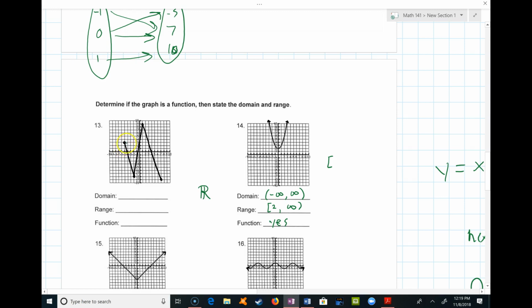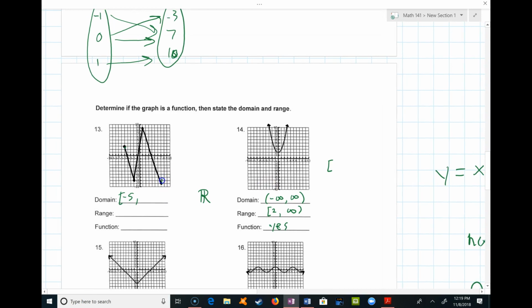So this point right here is the furthest to the left, and its x-coordinate is negative 5. So I'm going to say it starts at negative 5, and it goes all the way to that point right there. Again, in terms of x, that would be 7. So this means the interval from negative 5 to 7, including negative 5 and 7. And the range is going to be similar. We look at the lowest value, which looks like negative 9, and that goes all the way up here to positive 9. And this is a function because there isn't any overlap vertically.